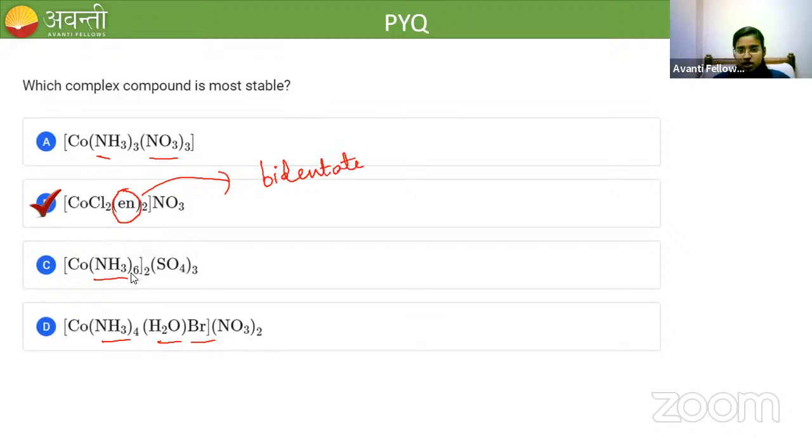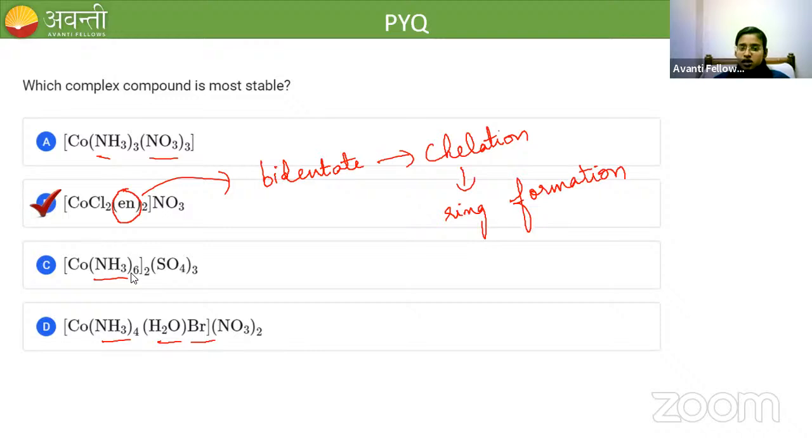Bidentate ligand means they have the chelation effect. What is meant by chelation? It is called ring formation. Chelation means ring formation. So the ring forming ligands are highly stable. They will give more stability to the complex. So if a complex has a bidentate ligand or a polydentate ligand in it, then that particular compound will be more stable compared to the complexes which have only monodentate ligands. Okay?